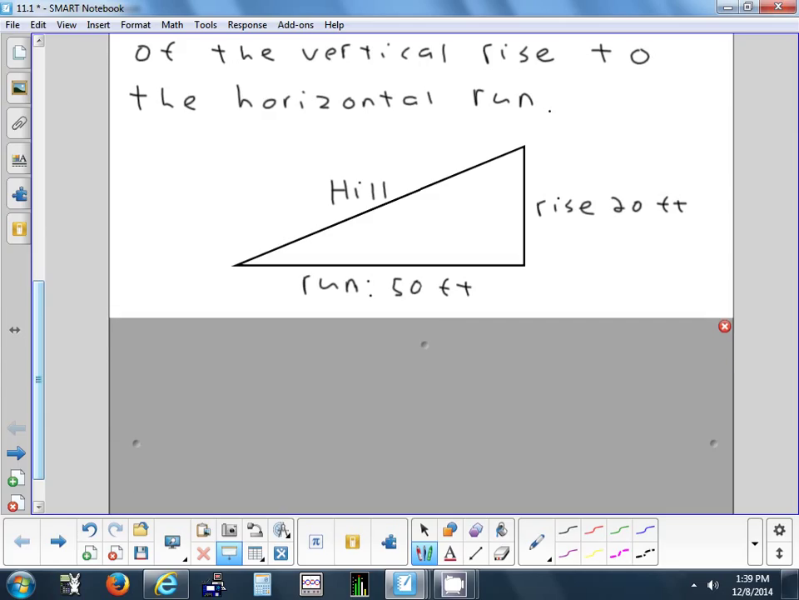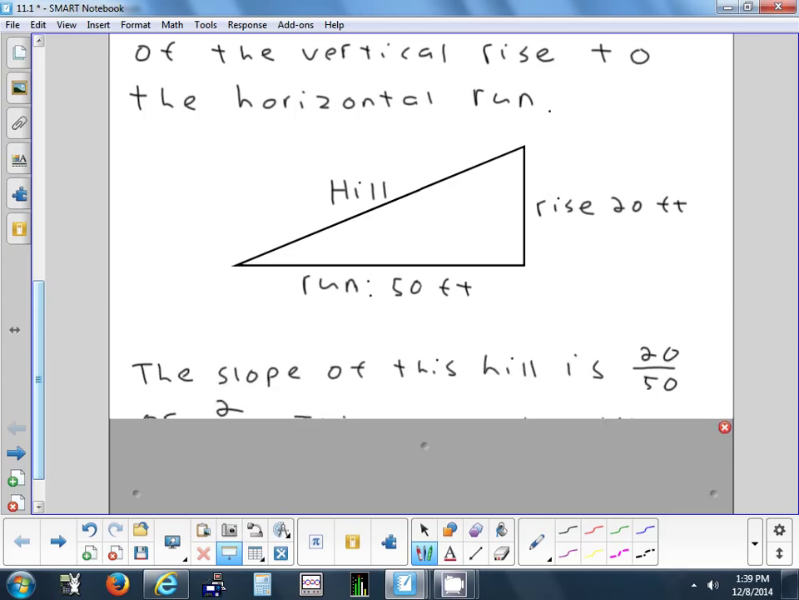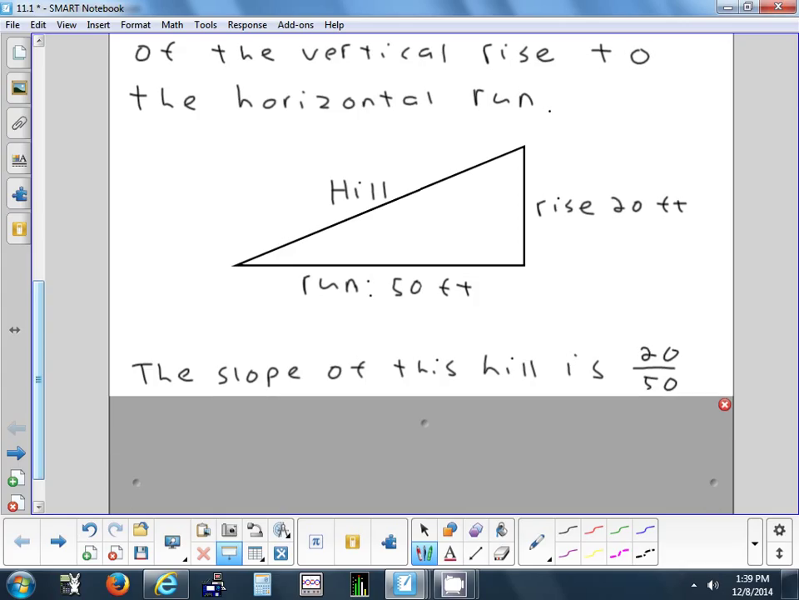So what would be the slope of this hill? You don't have to reduce anything yet. Just tell me what number goes on the top and what number on the bottom. 20 over 50. So the slope is rise over run. Now, can 20 over 50 be reduced? Yeah, 10 goes into 20 twice and 10 goes into 50 five times. If you can reduce a slope, we usually do.